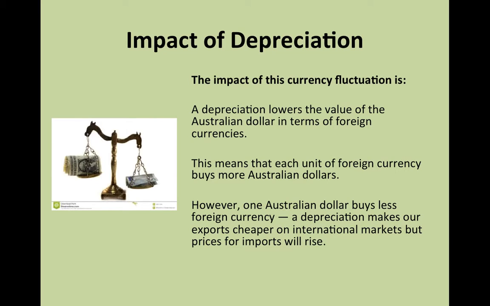The impact of depreciation. The impact of this currency fluctuation is that a depreciation lowers the value of the Australian dollar in terms of foreign currency. This means that each unit of foreign currency buys more Australian dollars. However, 1 Australian dollar buys less foreign currency. A depreciation makes our exports cheaper, so what we export to other countries, other countries buy cheaper on international markets, but the prices for imports are going to rise because when we want to buy from other countries, it's going to cost more because our currency is worth less.